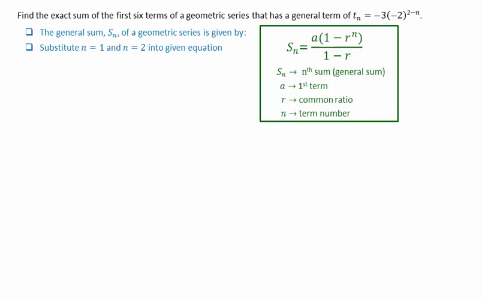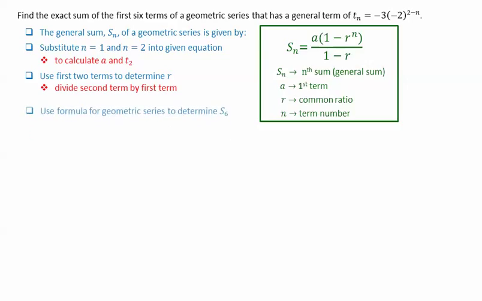For this question, we can substitute n equals 1 and n equals 2 into the equation given for the general term to calculate a, the first term, and T2. We can use these two terms to determine r, the common ratio. To do this, we simply divide the second term by the first term. We can then use the formula for a geometric series to determine S6, the sum of the first 6 terms.